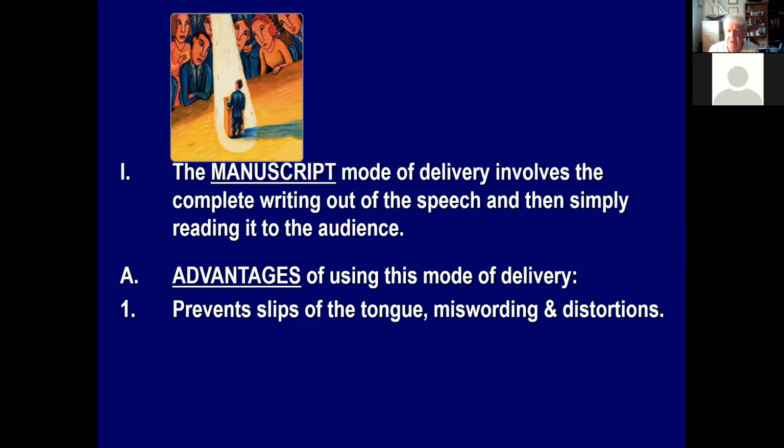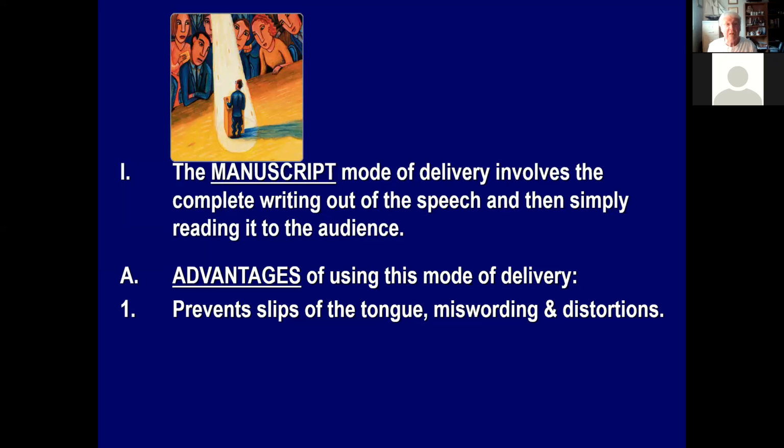You don't want to have said something you didn't mean to say, a slip of the tongue. You don't want to accidentally put in a word you had no intention of putting in, or say a word inappropriately or wrongly, miswording. And you don't want a word or set of words that creates an image of something that really is not what you wanted to create, a distortion.